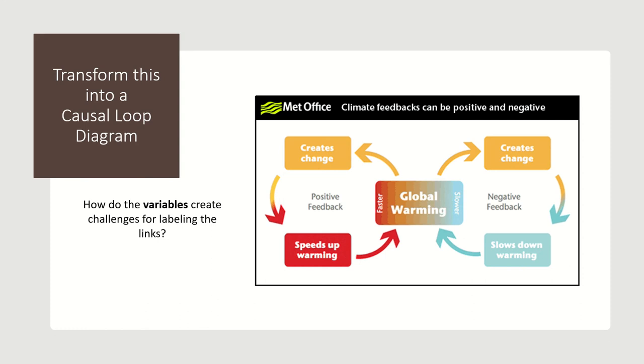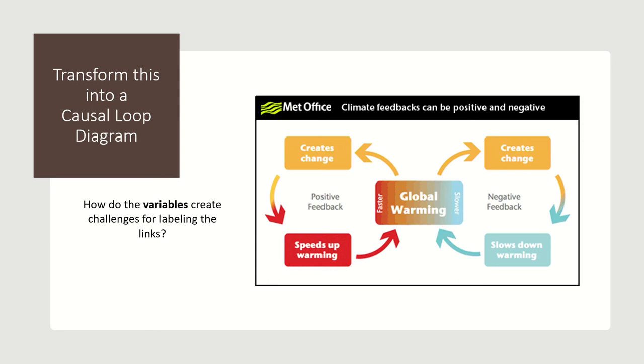So I've got this one up here. This is one that I took from the Met Office, which is kind of the British version of the Weather Authority. They are trying to communicate that climate feedback can be both positive and negative. So it feels like they've got this kind of causal loop thinking. But I ask, how do the variables create challenges for labeling the links?